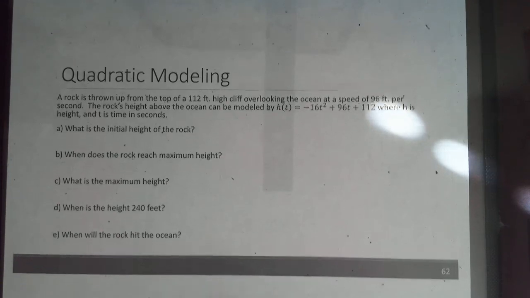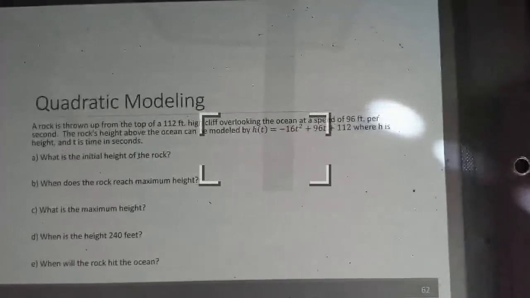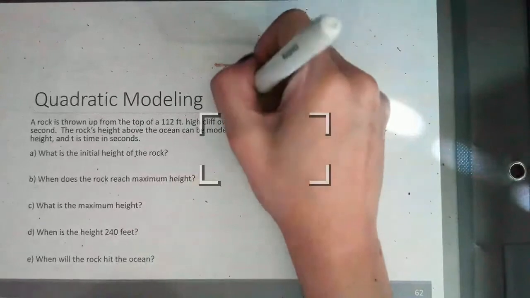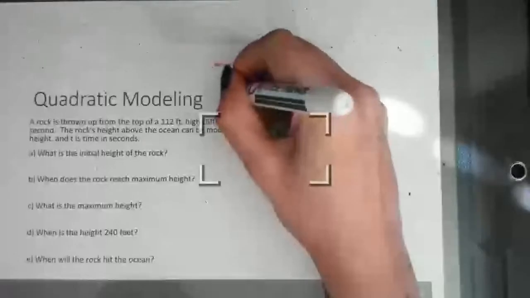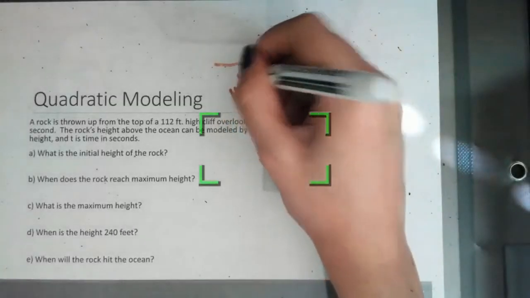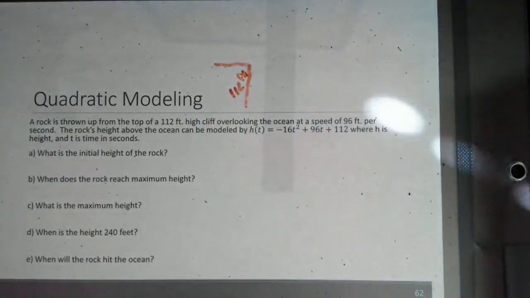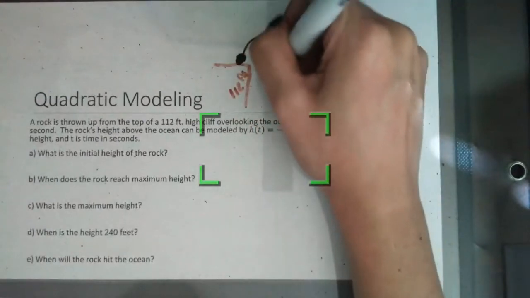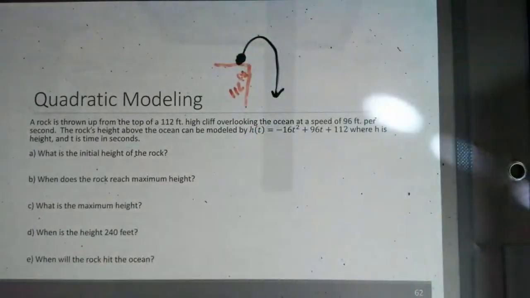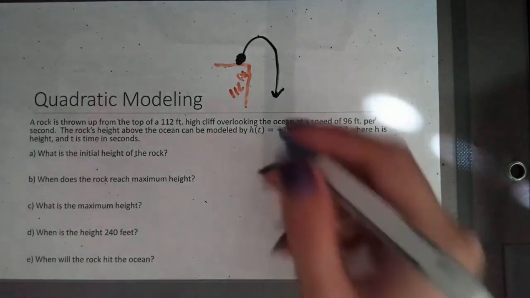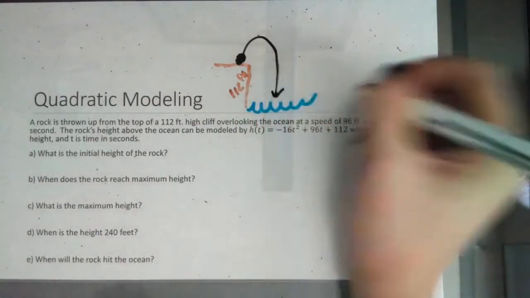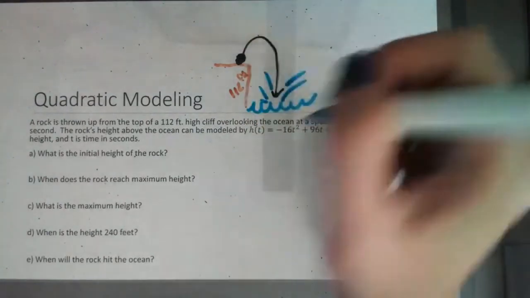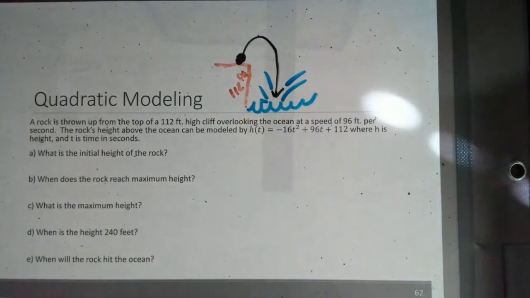So there is a ton of stuff going on here. I'm going to start by making a picture because I think that'll really help. So we're on a cliff, and that cliff is 112 feet high. And we are taking a rock, and we're chucking it off the cliff, and it's going to come down, and it's going to hit the ocean. And when the rock hits the ocean, it's going to make a splash. If you don't draw the splash, your diagram's wrong, so make sure you draw the splash.